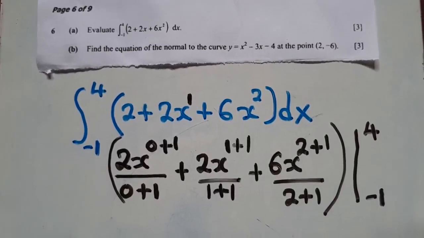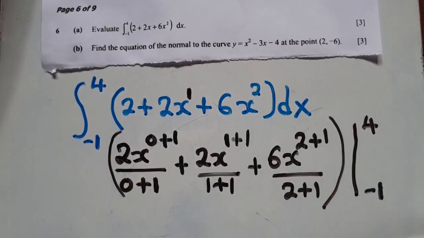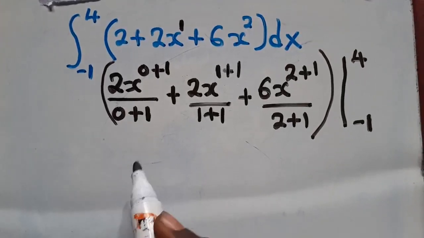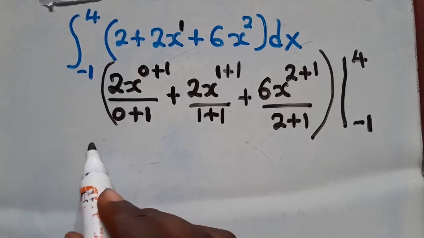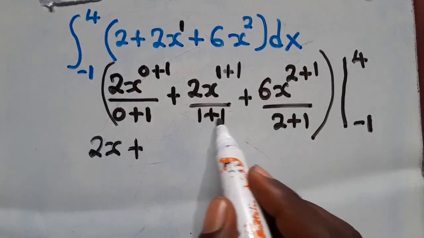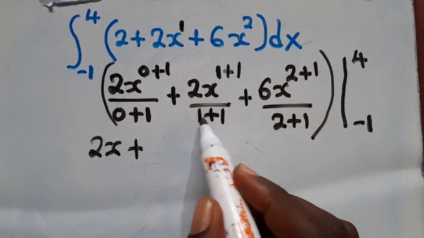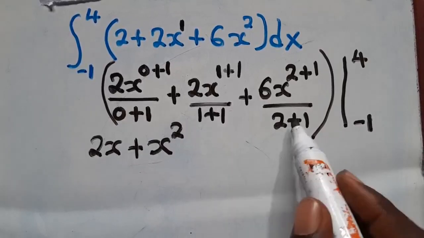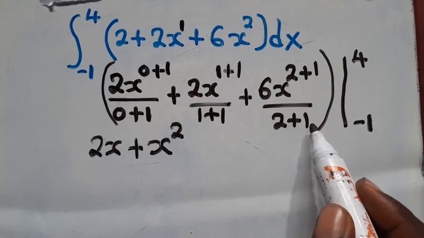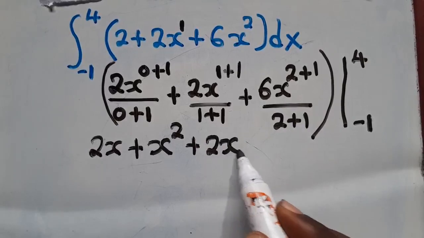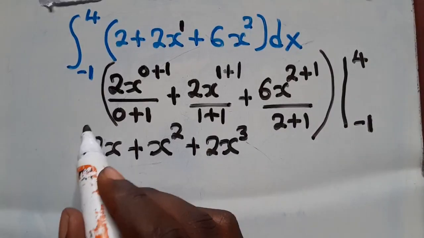So we continue with our calculations. This is now equal to what? Here you're going to have a 1, so I'm going to have 2x power 1 plus, here I'm going to have a 2, and that 2 will be cancelled, so I'm going to have x squared. Then this is 3, 2 plus 1 is 3, and 3 into 6 is 2. So plus 2x to the power 3. This is what I've formed.